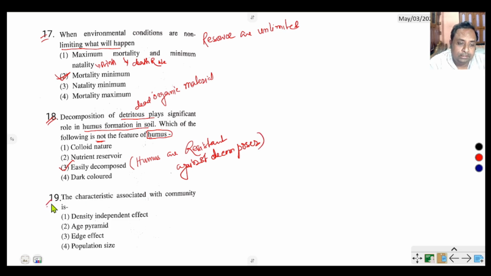Question number 19. The characteristics associated with community. What is community? Density independent effect, age pyramid, age effect, and population size. The age effect and ecotone are the characteristic features of community.